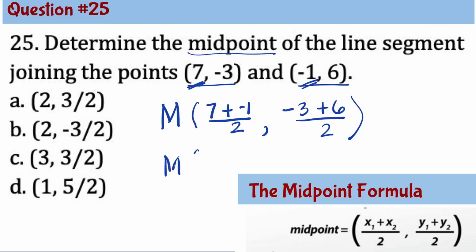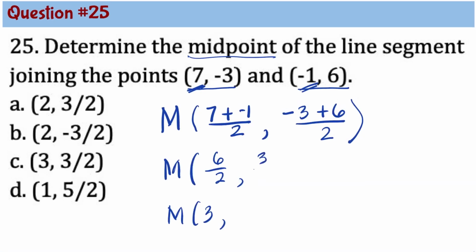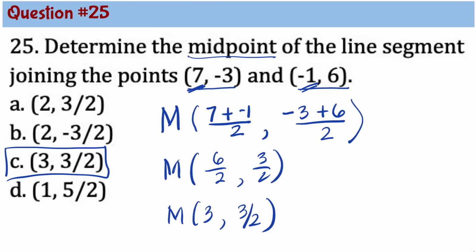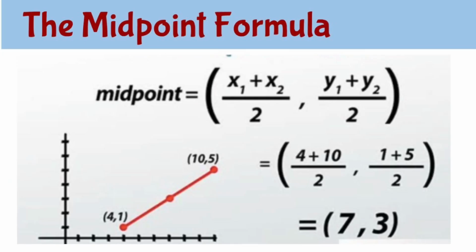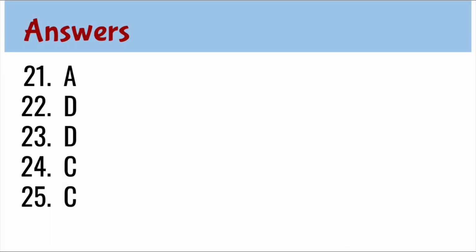So the midpoint in simplest form will be 7 plus negative 1 is 6. 6 divided by 2, which is of course 3. For the second, negative 3 plus 6 divided by 2. So that is 3 over 2. That means the midpoint is 3, 3 over 2, which is letter C. Again, to calculate for the midpoint, you're simply adding the two x values and then divide by 2. That's your x coordinate. And then do the same thing with the y coordinates. You add the two y values and then divide by 2. Here are the answers.